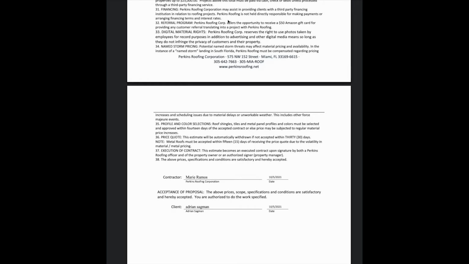Number 34, named storm pricing. In the event that a hurricane hits, there is the possibility of escalation of materials, charges, material delays, and unworkable weather, considered a force majeure event. So take that into consideration. It's better to do the work during dry season than hurricane season. However, some people don't do work in dry season because there's not a leak issue at that time. You may have a bad roof and you know it's a bad roof, but it's not causing leaks right now because it's not raining. So you just let it sit there, and then right when it starts raining, you're like, oh man, I got to fix this.